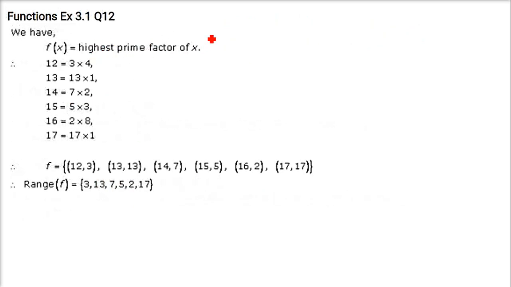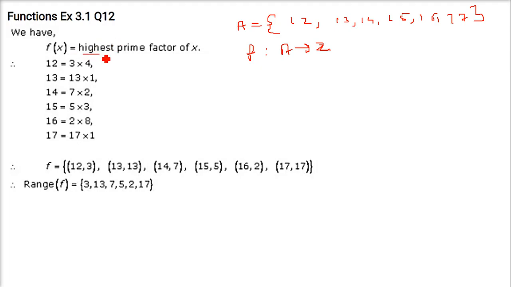Next one is: A is given as 12, 13, 14, 15, 16 and 17. And the function f is from A to Z, that is, from A to the set of integers. Z is integer. Now f(x) is given as the highest prime factor of x.